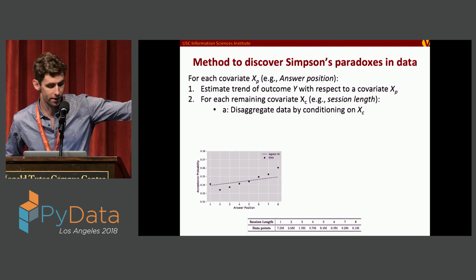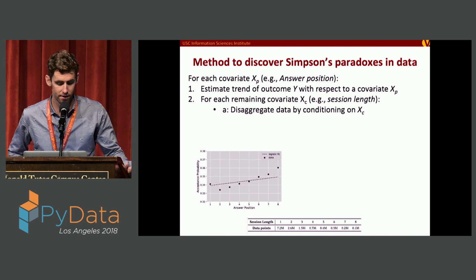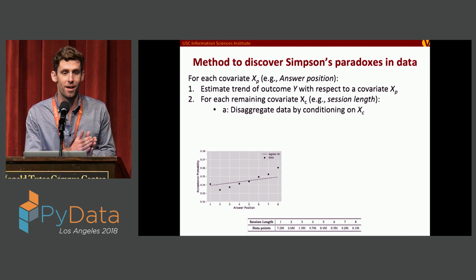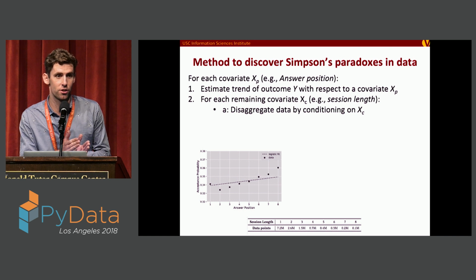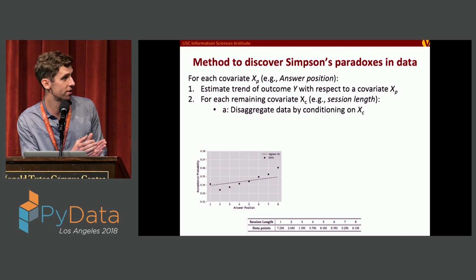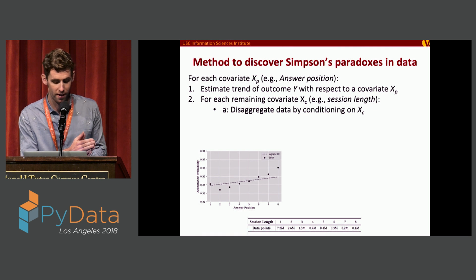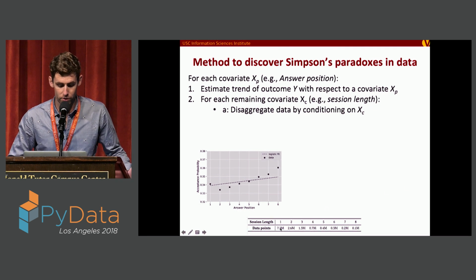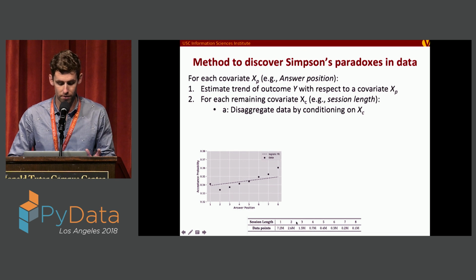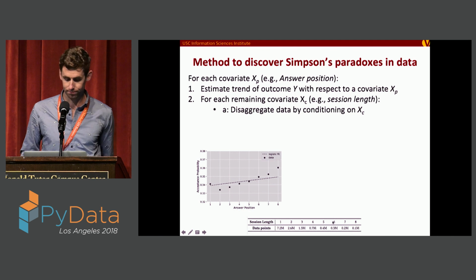Then we look at the other covariates and we disaggregate the data. Here, for example, we're looking at session length for answer position. So how many answers did somebody perform within a single session? Earlier we looked at answer position, and now we're asking how many answers there were. You can see in the table that the majority of people who use Stack Exchange just answer one question. Some answer 2 questions, and it tails off pretty quickly.